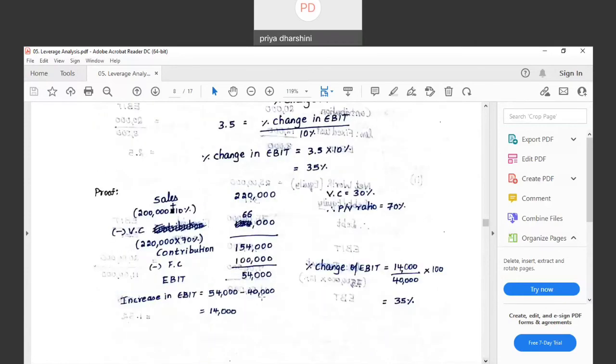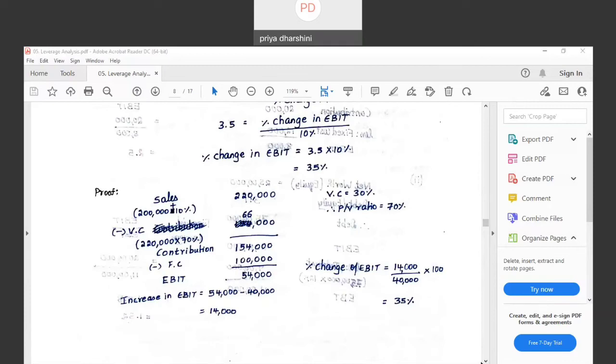What is the increase in EBIT? Earlier it was 40,000. Now it is 54,000, which means 14,000 is the increase in EBIT. What is the percentage of increase? 14,000 divided by 40,000 of base value, 35%. This is what I got in substituting the formula, hence proven. Are you able to understand?